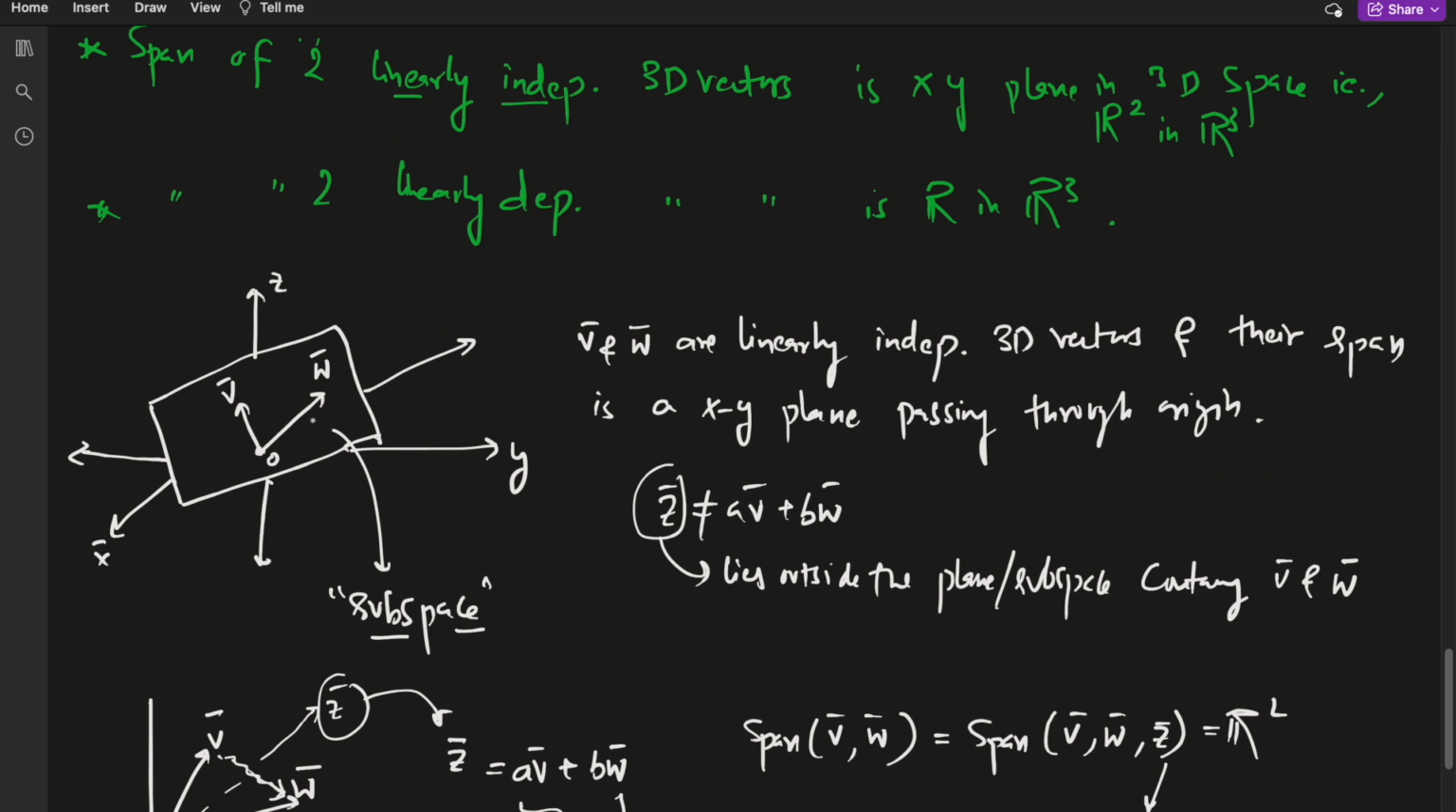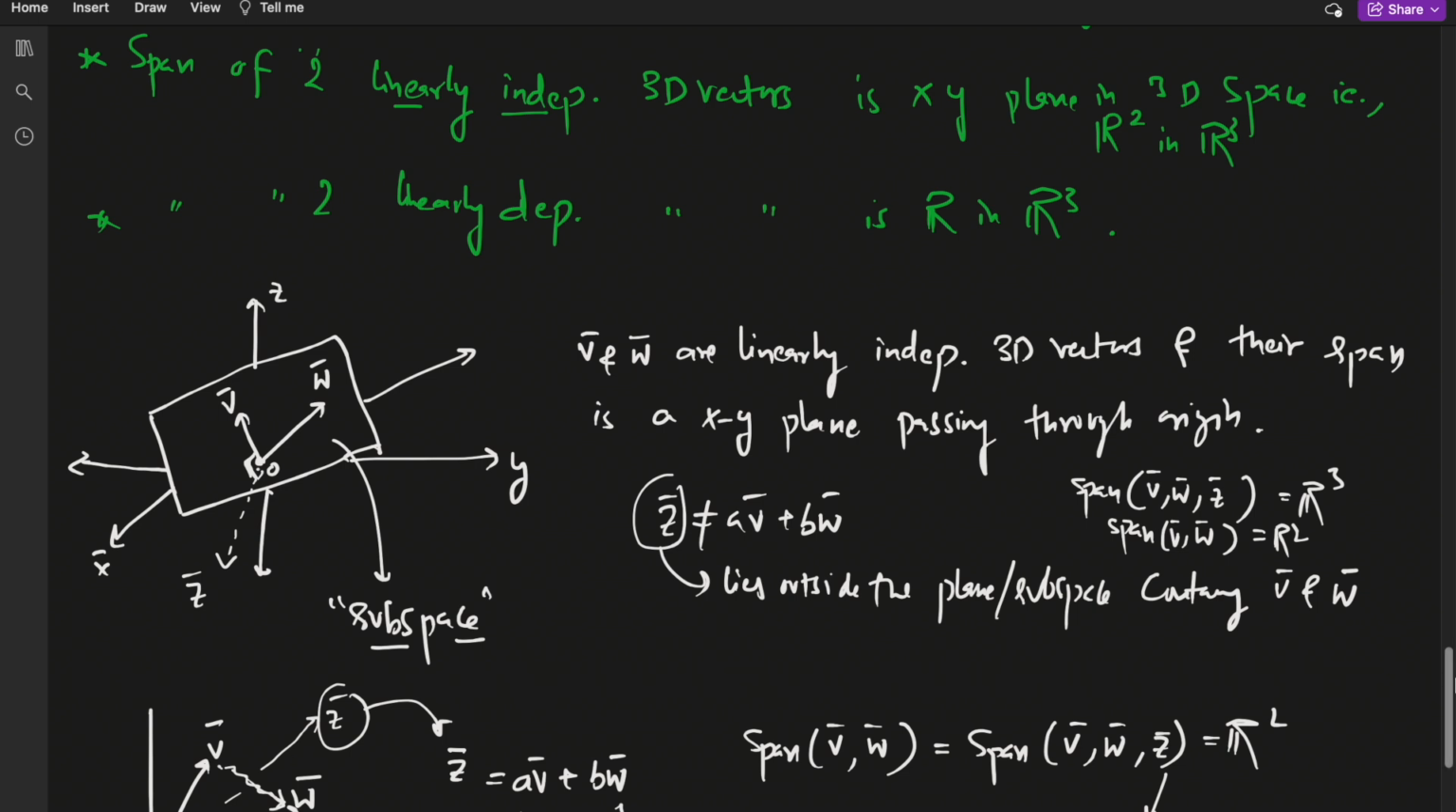If you take a linear combination of these two vectors, then the third vector will always lie in this plane. That is by definition of linear combination. But if z is not lying in this plane, then it must be some vector outside this plane. Let's draw it perpendicular to this plane. It's not necessary to be perpendicular, but just let us suppose it is outside this plane. Now the span of v, w, and z is R³, whereas the span of just v and w is R², right?